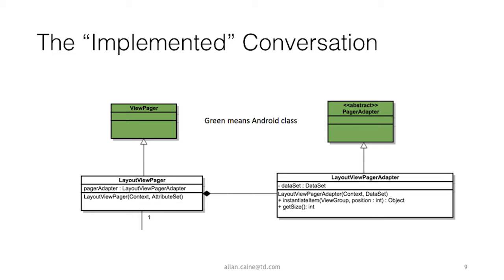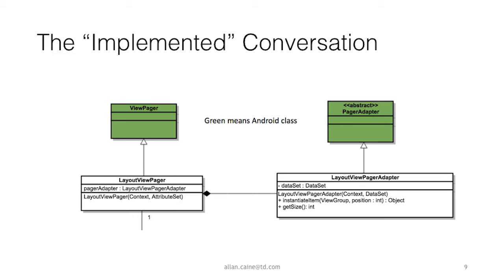In the second layer, the LayoutViewPager is going to be a kind of ViewPager, and we're going to implement the missing bits of the abstract PagerAdapter to have the LayoutViewPagerAdapter. I want to concentrate on this guy because this is the one that makes the key difference to how this works. The LayoutViewPager has two dependencies. It has the context, and it has this guy called a dataset.